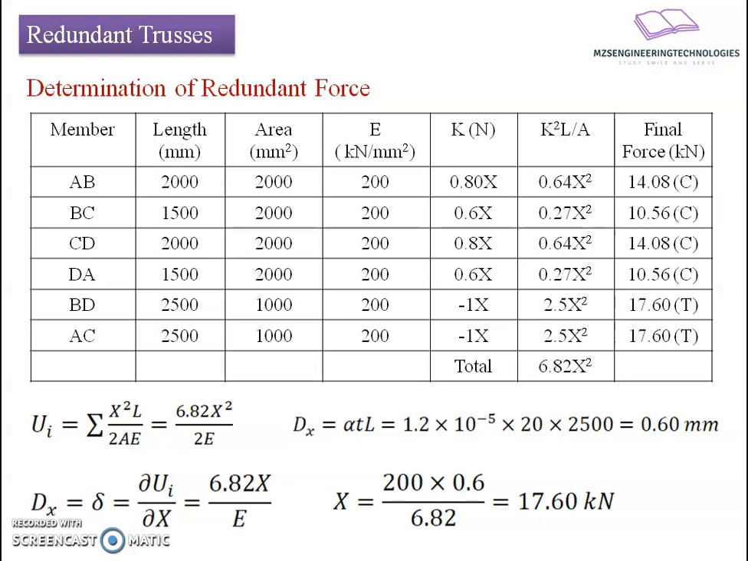Now with reference to this redundant force, let us find out the member forces. The force in member F1 will be equal to P1 plus K times X. P is the external load, which is not there, so the P component will not be considered; only F1 will be equal to K times X. So I will take 0.8 times 17.60 to represent the force in member AB, which comes to be 14.08. Similarly, I will do the product for the second part. It is 0.6 times X. It comes to 10.56. Likewise, we will find out the forces in individual members, and finally these forces will represent the final force which has arisen in a member due to temperature changes.